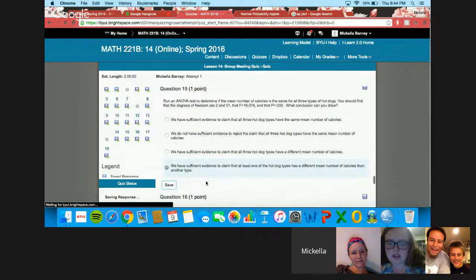Number 15 is also wrong. The correct answer is we have sufficient evidence to claim that at least one of the hot dog types has a different mean number of calories than another type. So the last one? Yeah. We thought that all of them are different. That's all that's wrong. The rest of them are right.